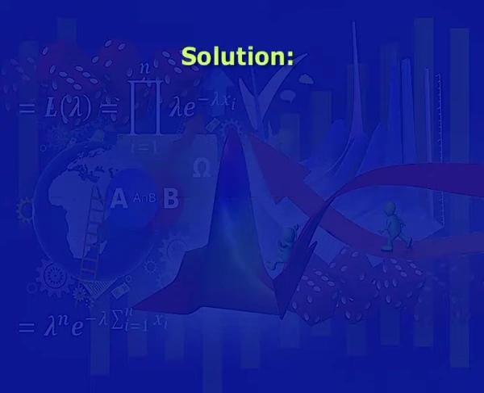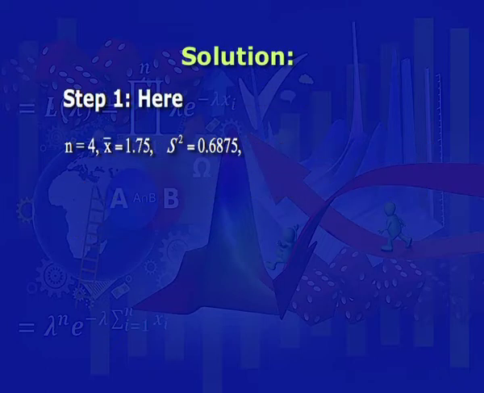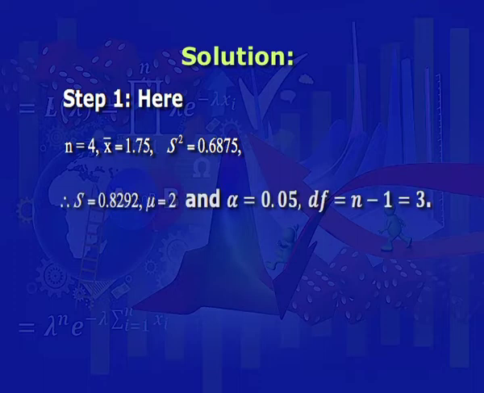Let us see the solution. Step 1. Here sample size n equals 4, sample mean x bar is 1.75, sample variance s square is 0.6875, and therefore its square root s equals 0.8292. We have given population parameter mu equals 2, alpha level of significance is 0.05, and degrees of freedom equals n minus 1. Here n is 4, so degrees of freedom becomes 3.